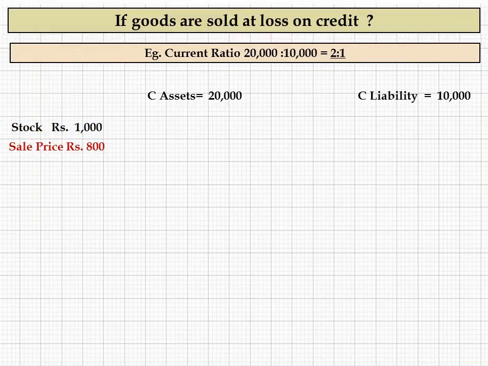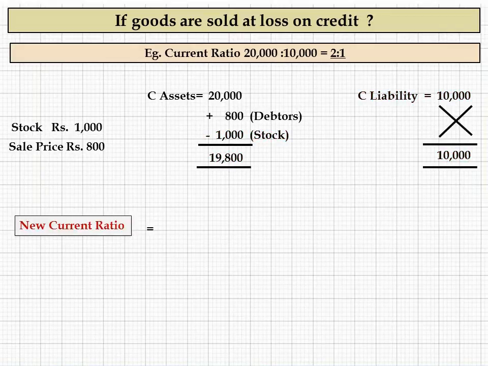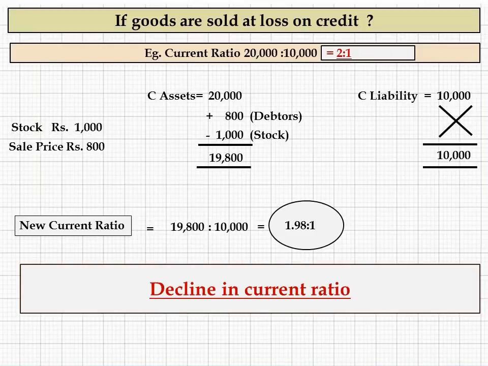So what will happen? When we sell the goods on credit, we increase the debtors. Means we'll increase the debtors by rupees 800, but we'll lose the goods worth rupees 1,000. So the net effect will be 19,800 is to 10,000. Means the new ratio will be 1.98 is to 1. So if goods are sold on credit at loss, it will decline our current ratio.